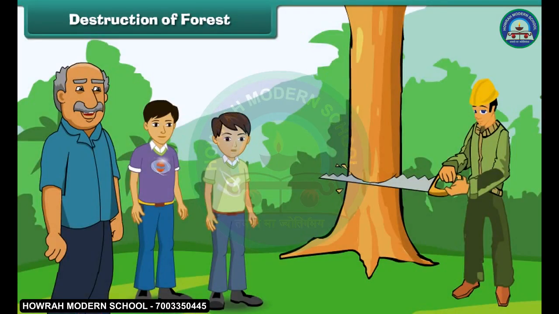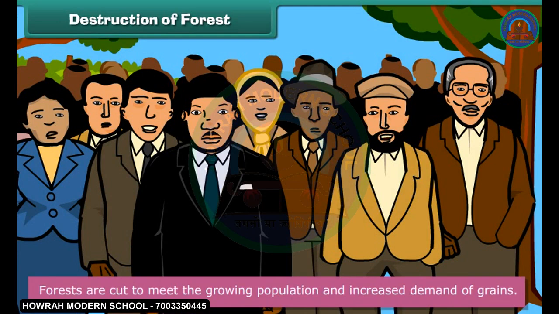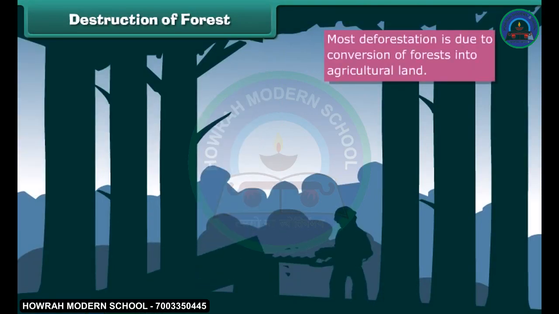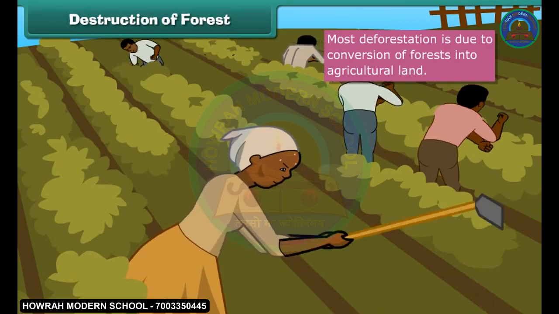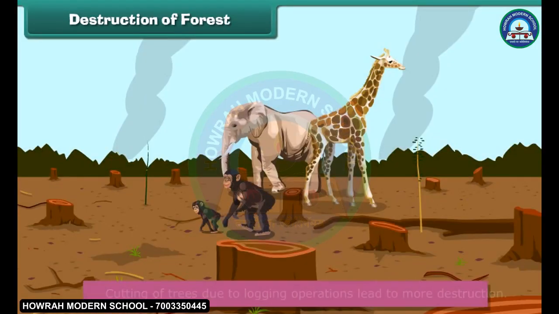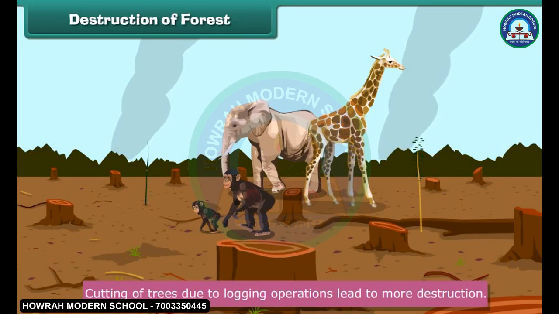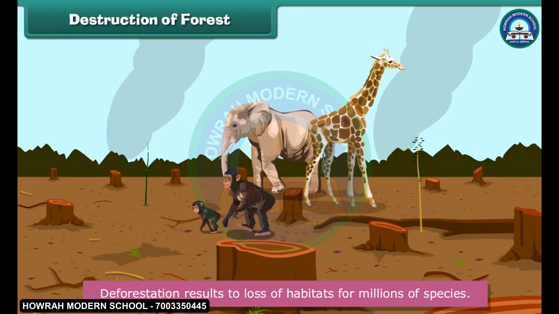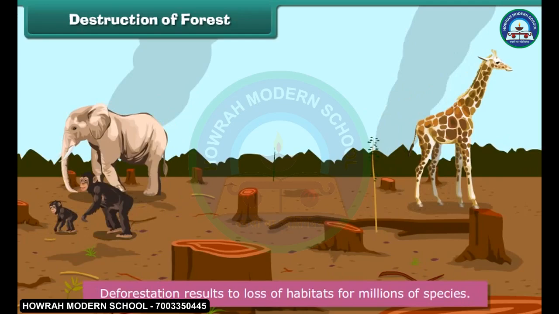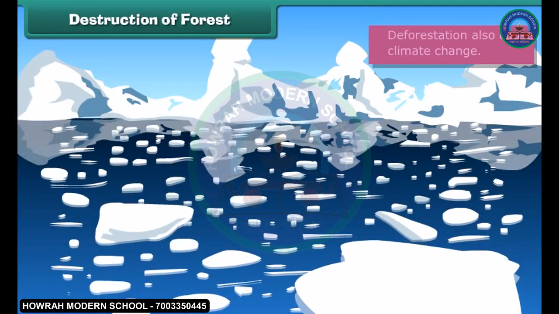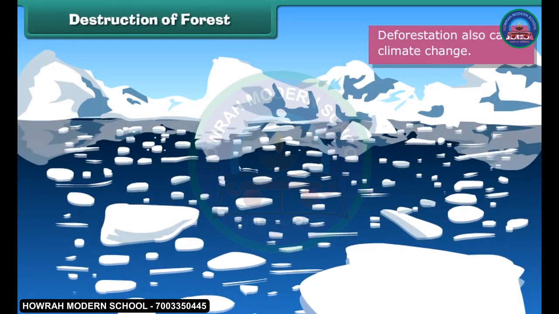Uncle told Shyam and Ram that due to growing population and increased demand for grains, the forests are being transformed into cultivation land. Most deforestation is due to conversion of forests into agricultural land. Countless cutting of trees due to logging operations leads to more destruction. The most severe impact of deforestation is the loss of habitats for millions of species. Deforestation also causes climate change because trees absorb greenhouse gases. It leads to global warming.